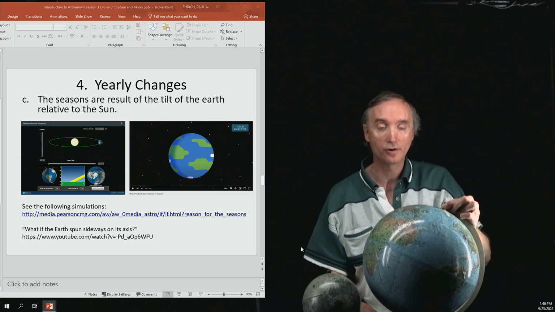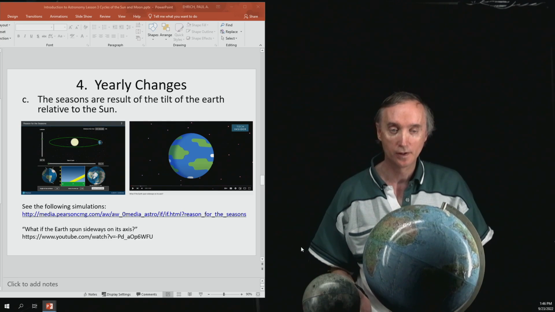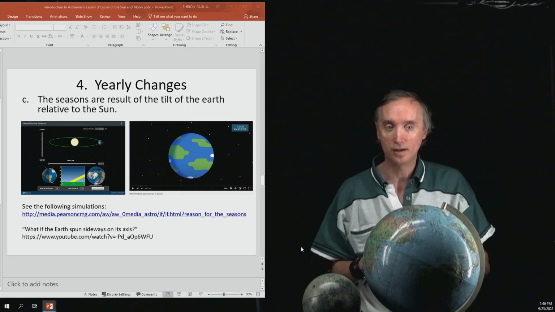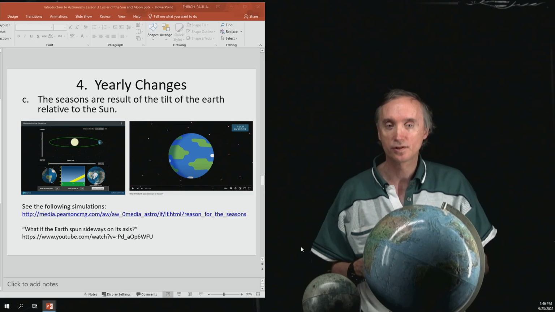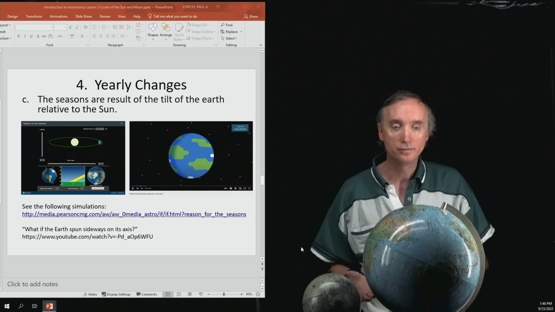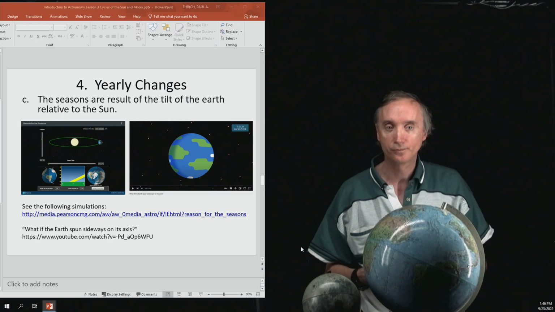Now we know though that the Earth is tilted at 23 degrees, so that means that sometimes the northern hemisphere gets extra sunlight, and sometimes the northern hemisphere doesn't get a whole lot of sunlight, so we go through the seasons. Whenever the northern hemisphere gets extra sunlight, that's summertime, and six months later, when it's not getting so much sunlight, that's going to be winter time.